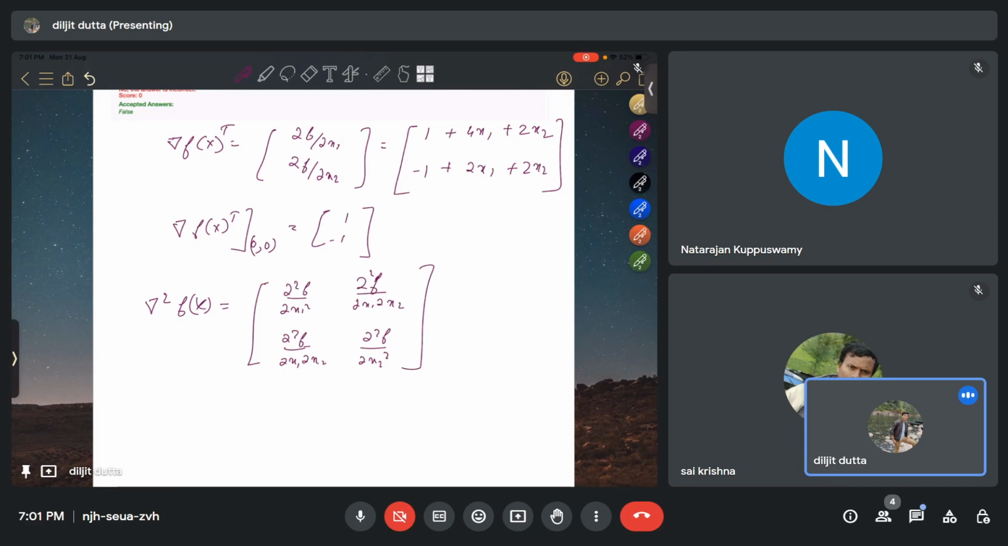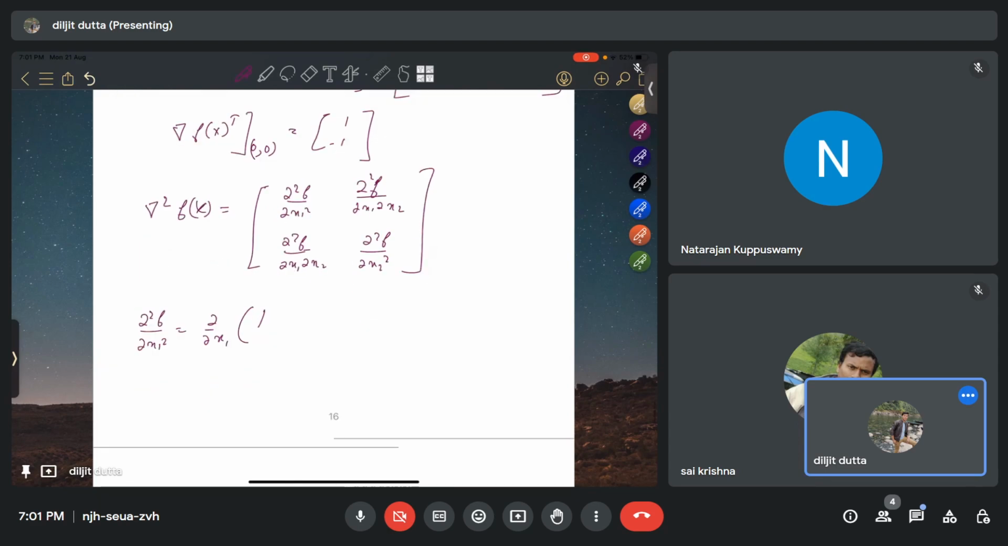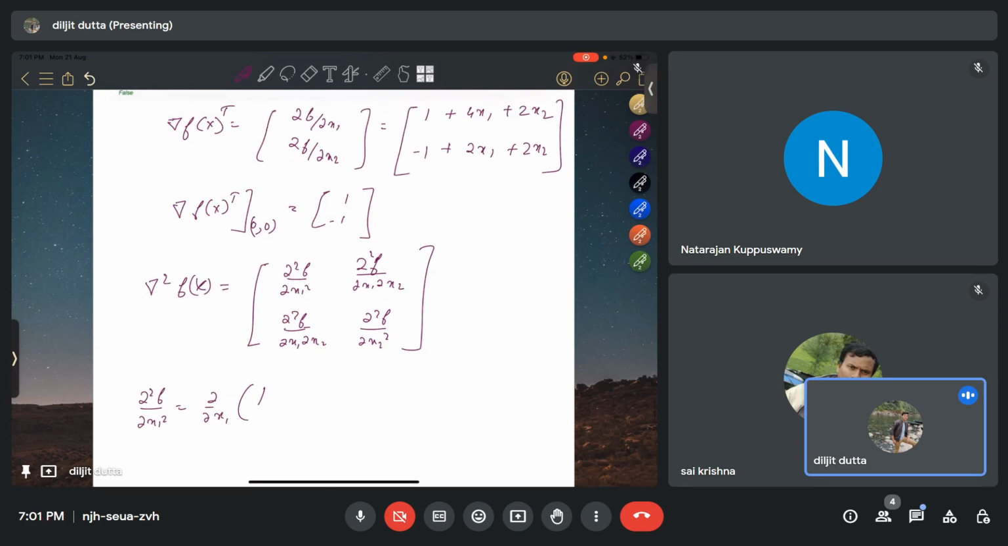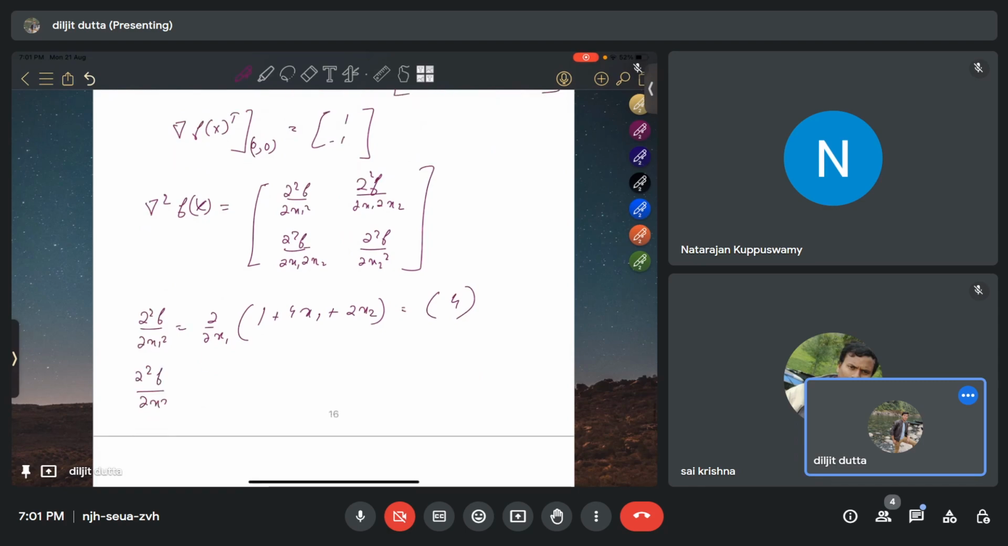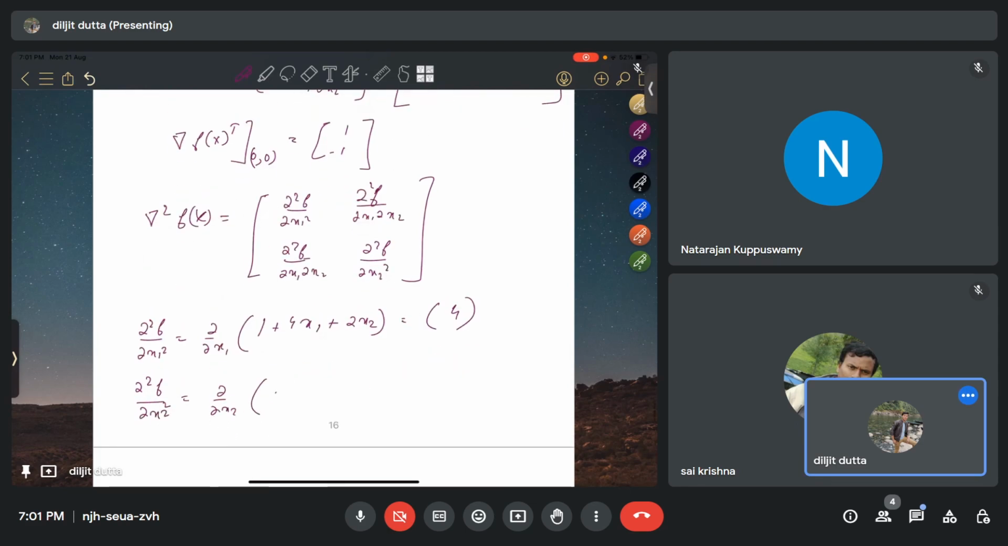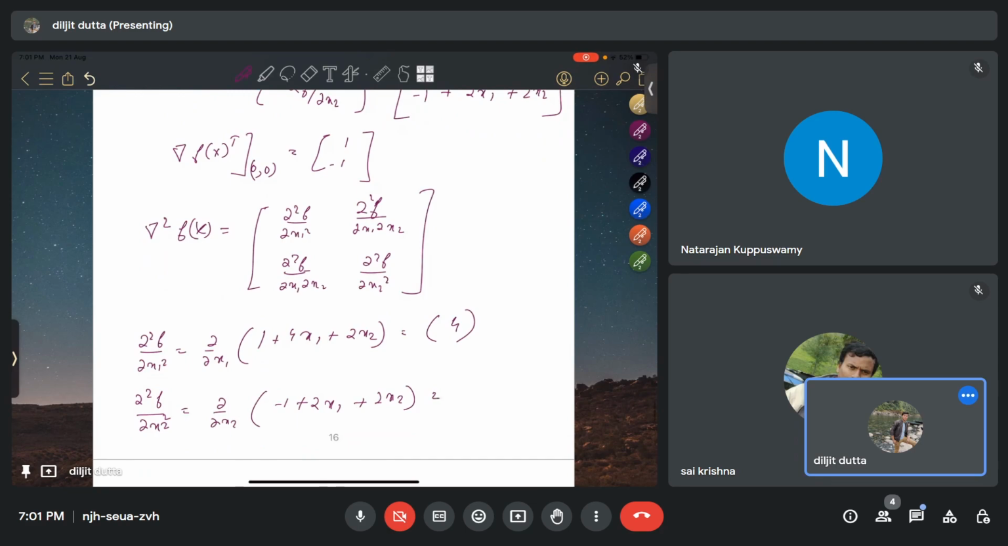So we will be taking the derivative. So del square f by del x1 square is equal to, we take the derivative of the first row. This is del f by del x1. Take the derivative of this to get del square f by del x1 square: 1 plus 4x1 plus 2x2, which is equal to 4. Del square f by del x2 square is del by del x2 of minus 1 plus 2x1 plus 2x2, which is equal to 2.